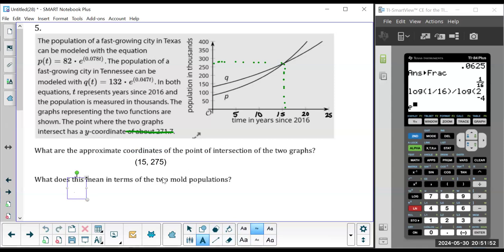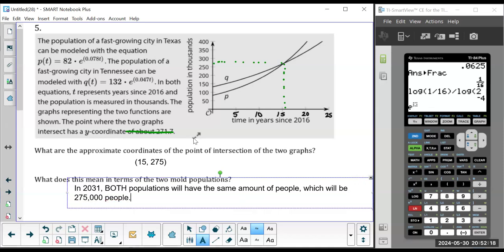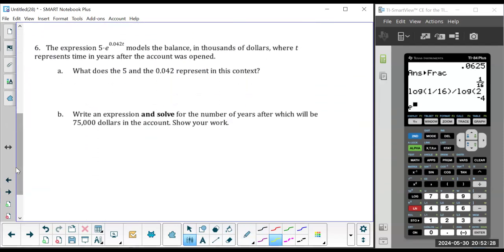So this is 15, so it doesn't mean at 2015, it doesn't mean just 15, it means 15 years after 2016, which is 2031. So in 2031, both populations will have the same amount of people, which will be, and it's not just 275 people because it says in thousands, so it's 275,000 people. Right, and don't forget the units on that one, and it says thousands right here, so we need to make sure we convert it.